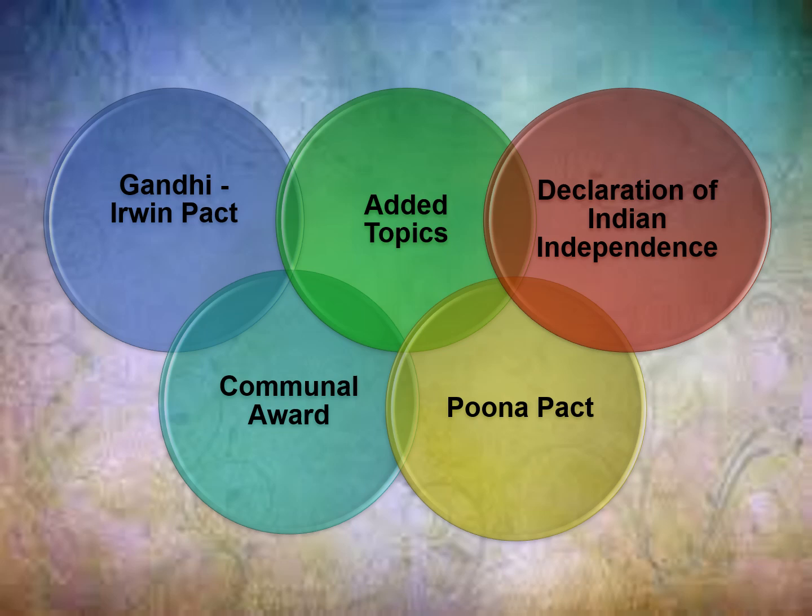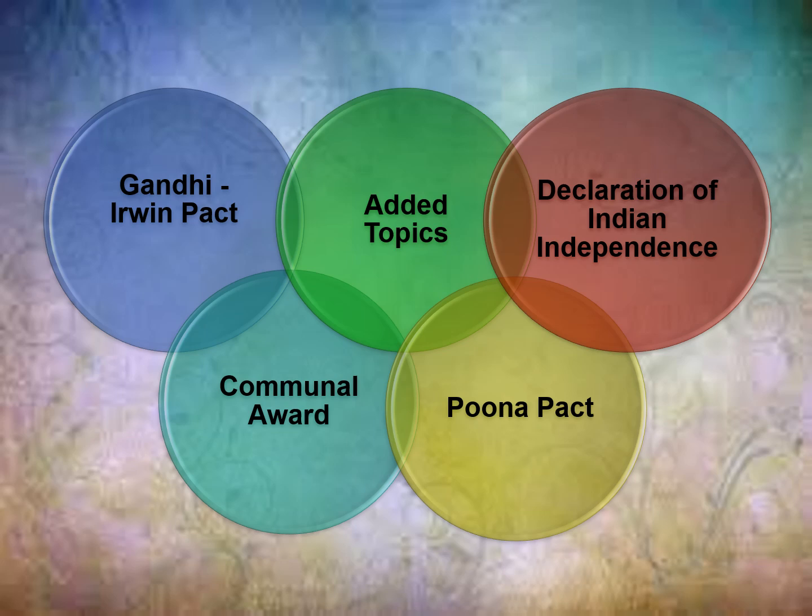The main points of the pact were that Lord Irwin promised to release most political prisoners, and they would return the seized properties of these prisoners as well. In exchange, Gandhi would relinquish his demand of full independence, and he would call off the non-cooperation movement.